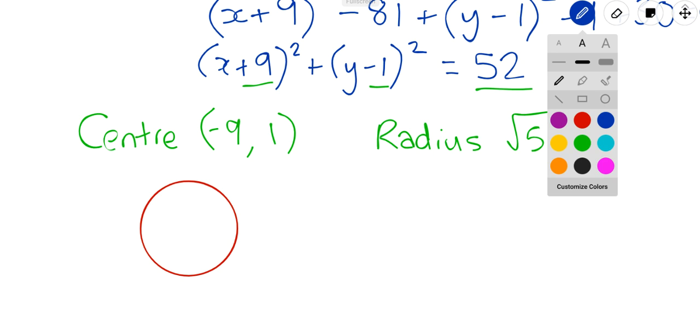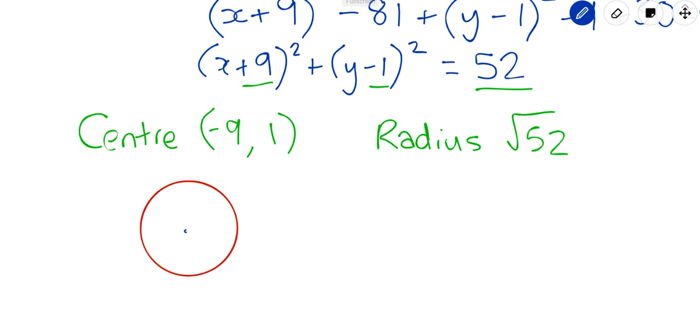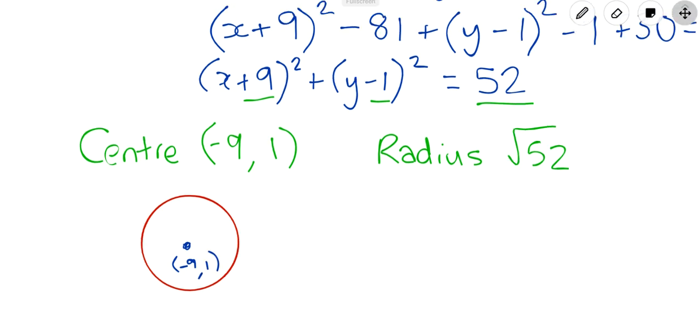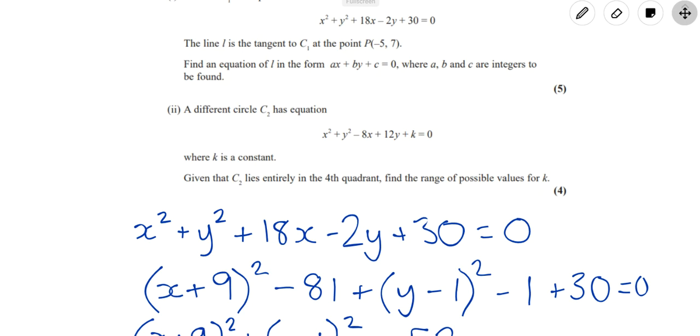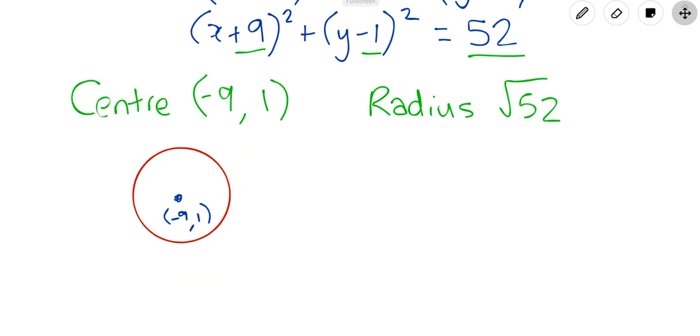And then I'm going to put in, this is a very small diagram. I'm not sure why I did it quite so small. Minus 9, 0. Minus 9, 1 even. That's the centre. Right, what are we asked? We're asked to find the tangent at the point minus 5, 7. I'm going to mark that on, minus 5, 7.